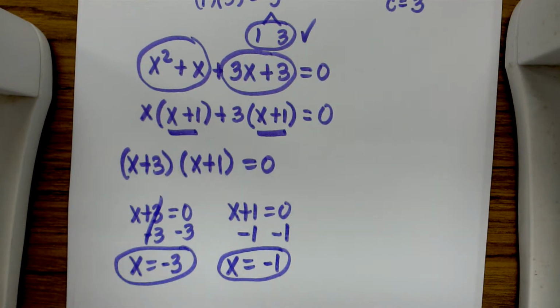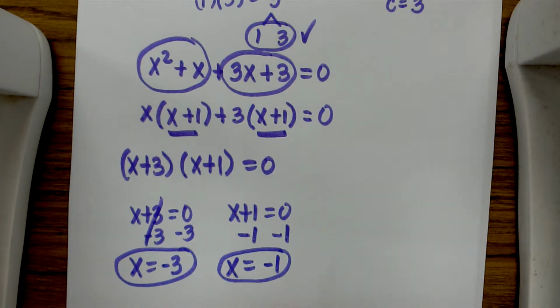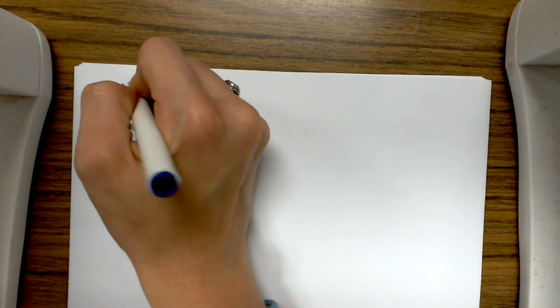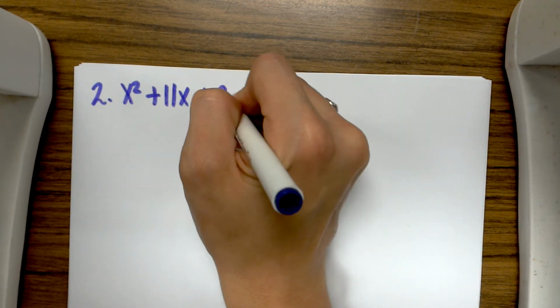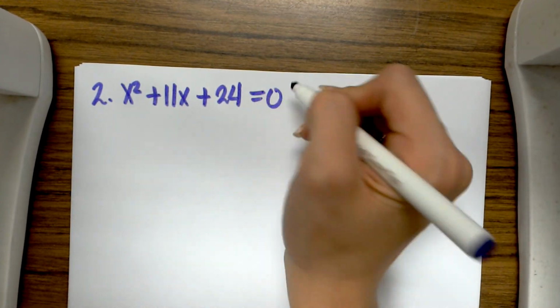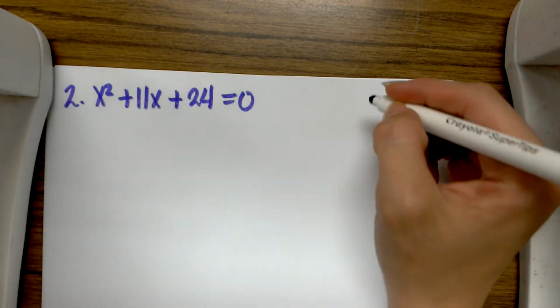x is equal to negative 3 and x is equal to negative 1. Those are my answers. Let's move on to number 2. Number 2 is x squared plus 11x plus 24 is equal to 0. So, first off, let me write my givens.